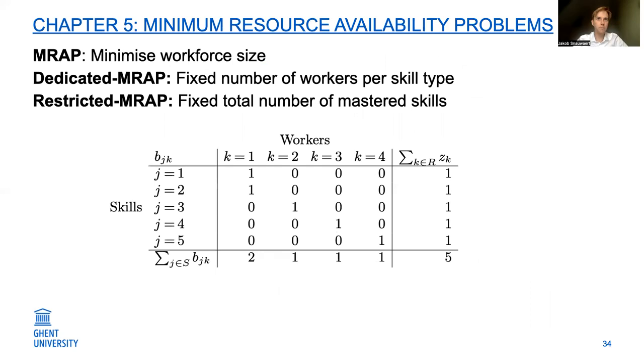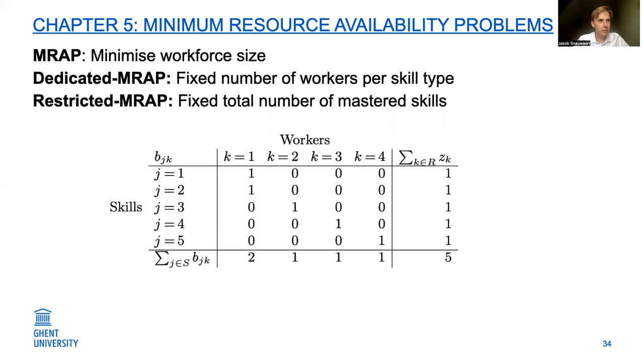And because we found a feasible assignment for each activity, we know that this is also a feasible workforce. Now, I will present two types of multi-skilled workforce problem, each with its dedicated and with a restricted variant. The first one is the minimum resource availability problem, in which we will try to find a feasible workforce with a minimum workforce size. This means that we just try to look for the workforce with the smallest number of workers, not taking into account the skills that can feasibly execute the activities. In terms of complexity, this MRA problem can be easily solved in polynomial time.